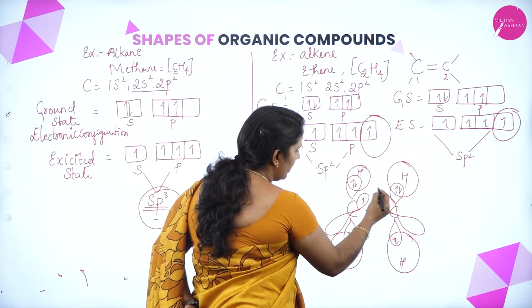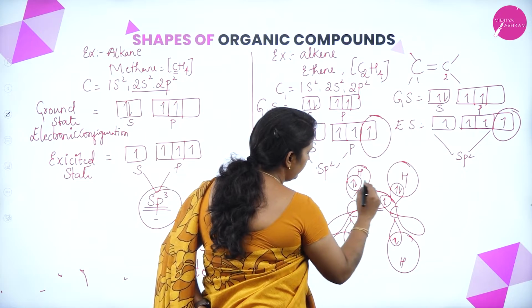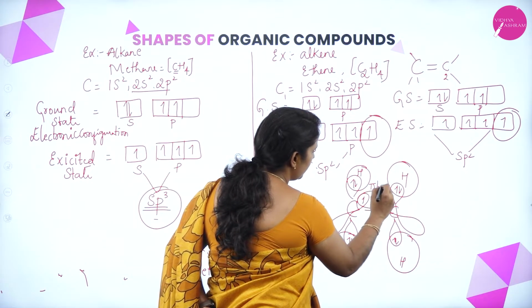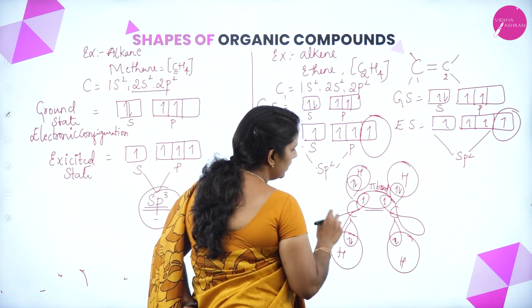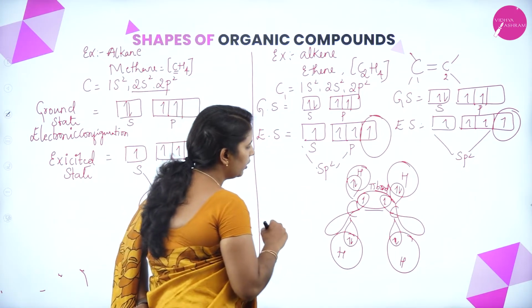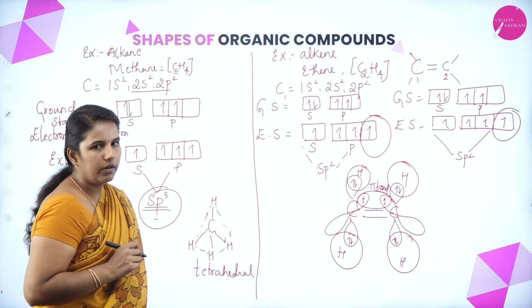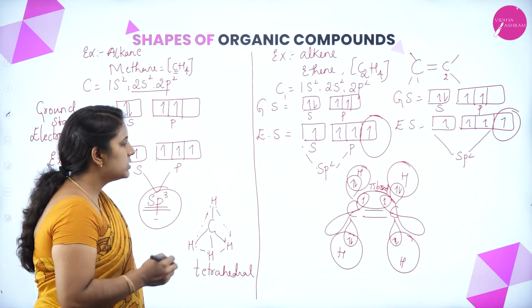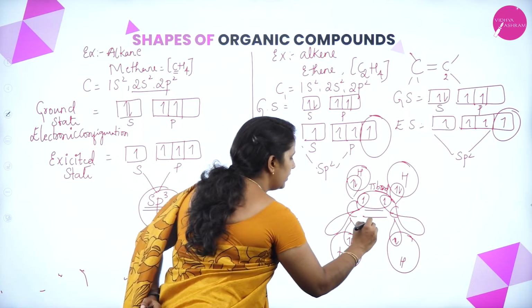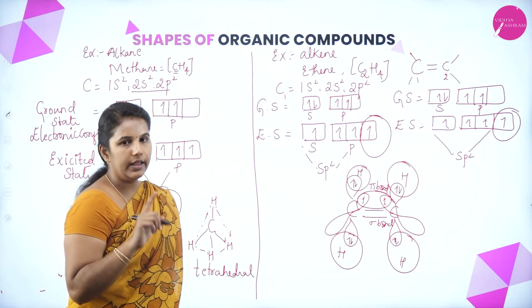This p orbital which is unhybridized, they overlap themselves and result in the formation of which bond? Pi bond. Okay. In the alkene we always show a double bond, so that is why we show one more bond. The remaining bonds are sigma bonds. Only 1 pi bond is possible in the alkene.